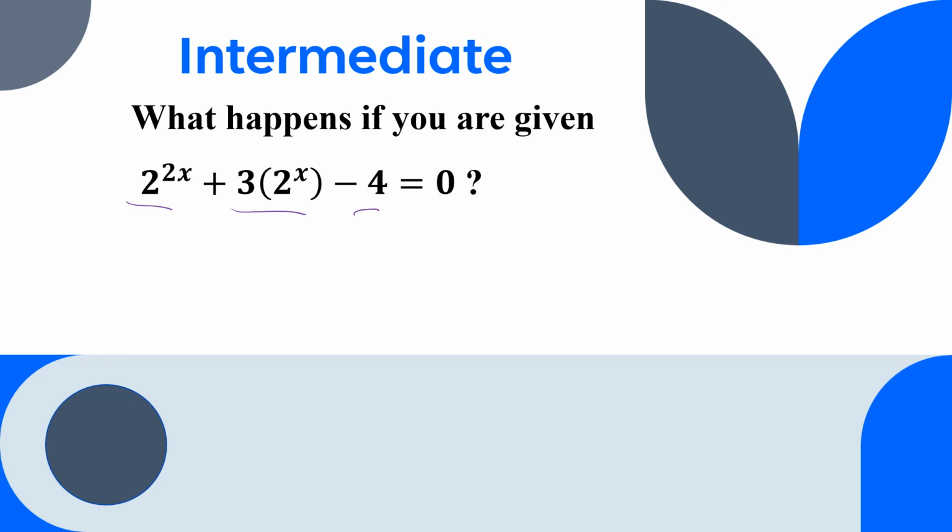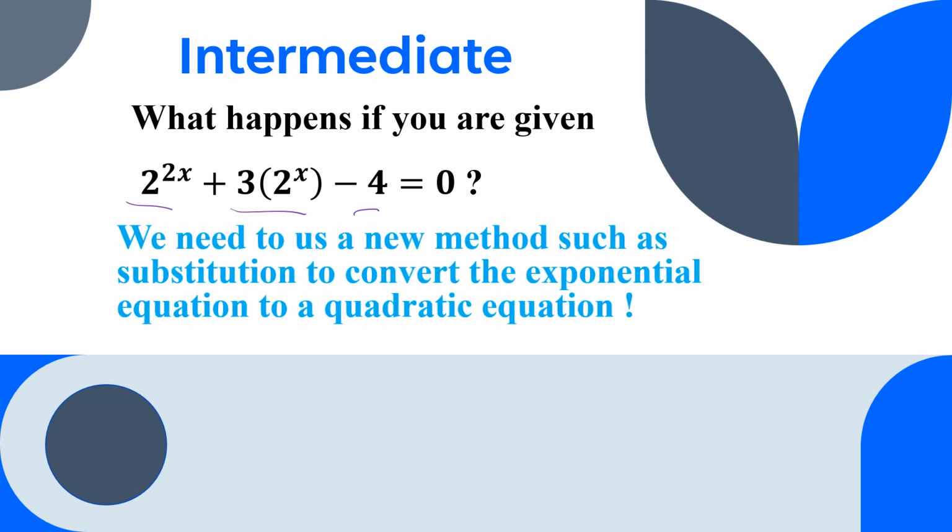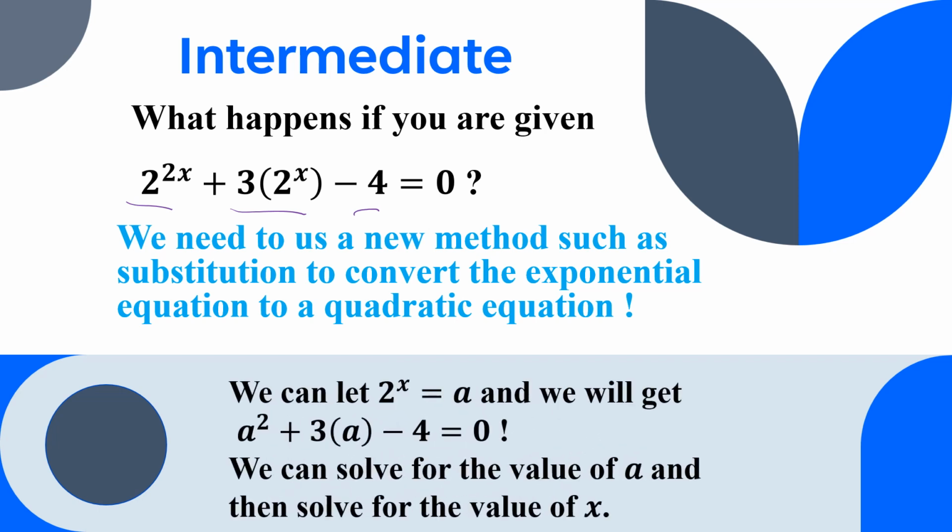So which method should we be using? We'll be using the substitution method, where we convert the exponential equations to quadratic equations. What we're doing is replacing 2 to the power of x with the letter a, or any other letter, can be b, c, or whatever you want, but of course not x, because x has already been used as the exponent of base 2. Then you end up getting a quadratic equation, and we will solve it. We're going to do some examples to see how we can solve this kind of question using substitution.